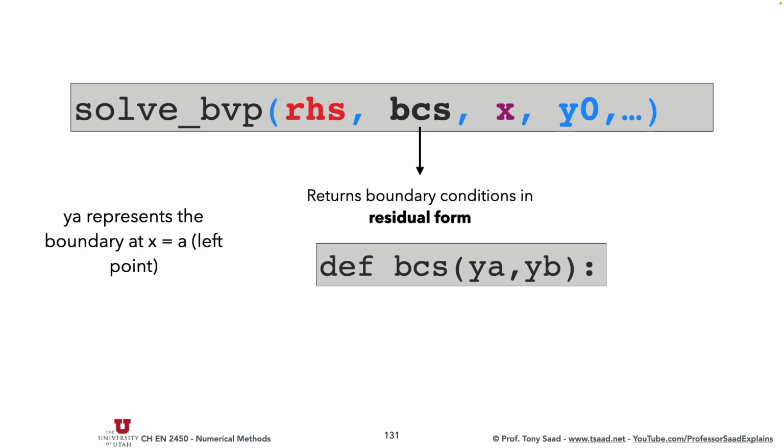YA represents the boundary at the left end of the domain. It doesn't represent any of the variables. It represents that boundary. YA is the boundary at A. So any conditions at A, you have to use YA to implement them. YB represents the boundary at the right-hand side, so at the end of the domain. So any boundary condition at B, you have to use YB. Okay, so what the heck? How do we do that? Here's an example.